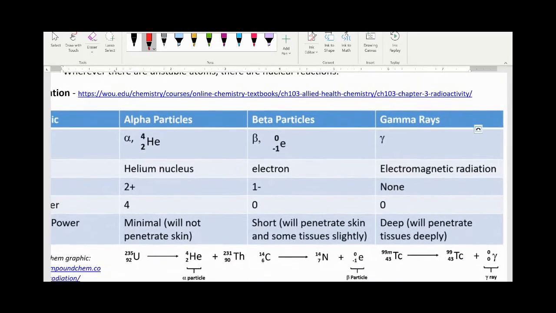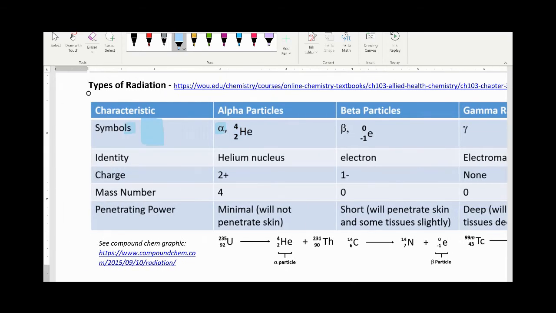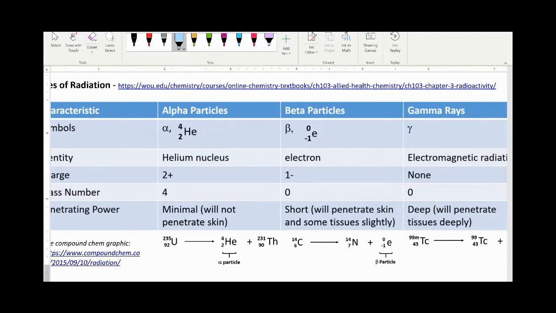So an alpha particle is essentially a helium nucleus, all right? And so anytime you see either this little Greek alpha symbol or a helium nucleus, that's representing this type of radiation known as alpha decay. And so its charge is +2, it has a mass number of 4, and as far as how penetrating or how dangerous this type of radiation is, it's very minimal. It typically will not penetrate skin, and it can be stopped with even a sheet of paper.